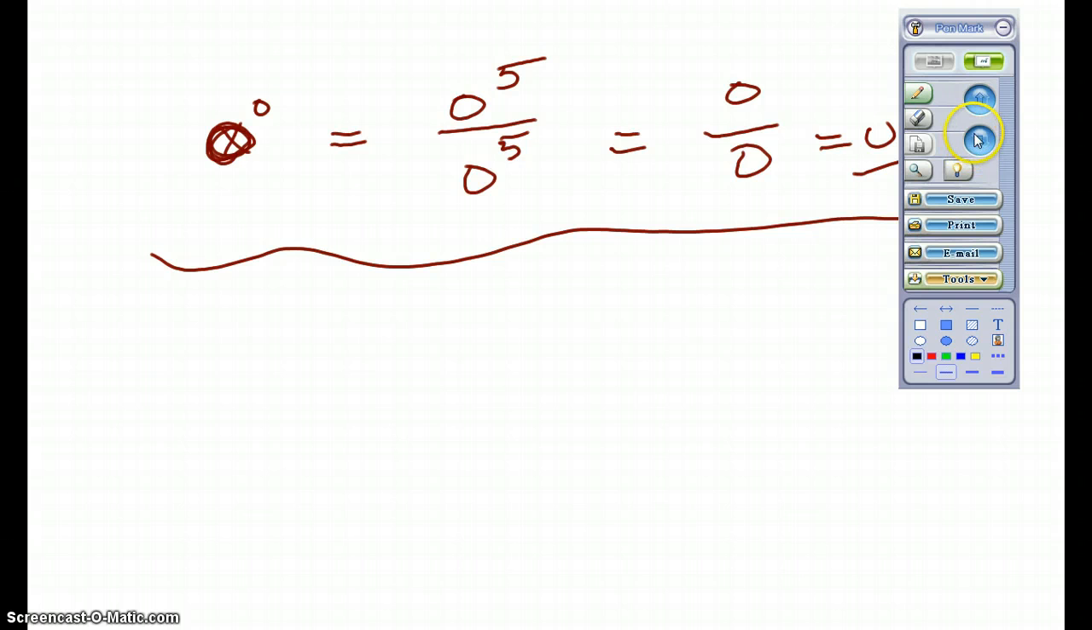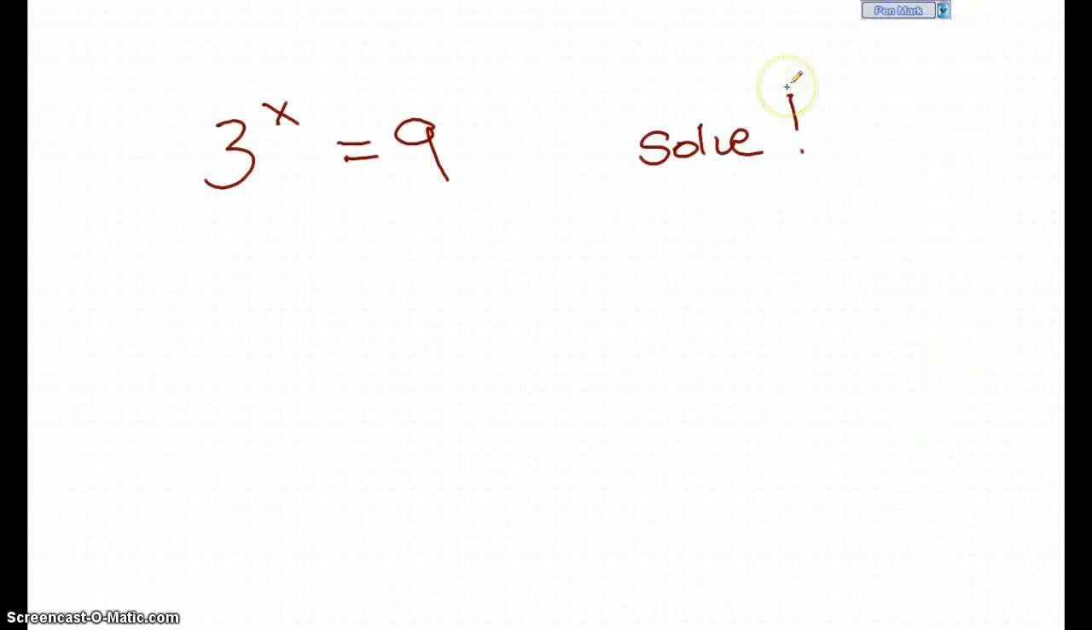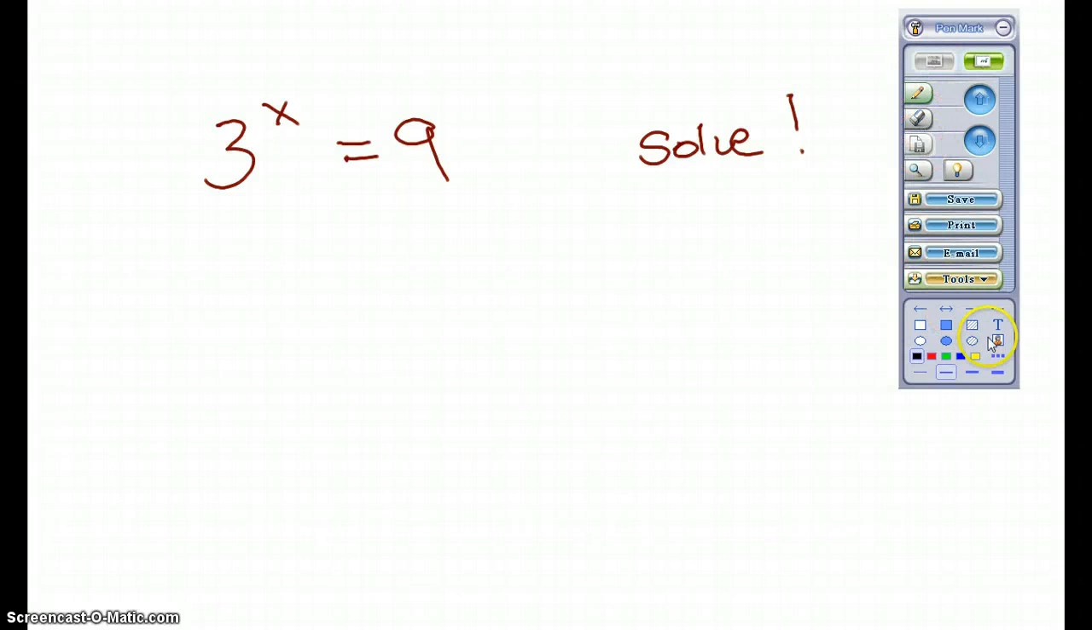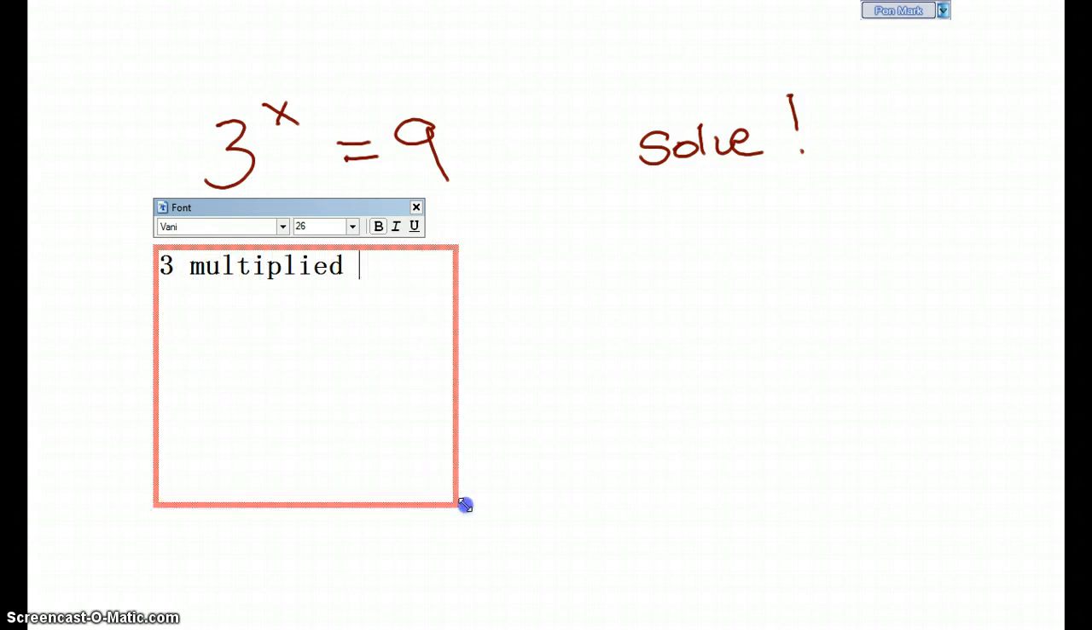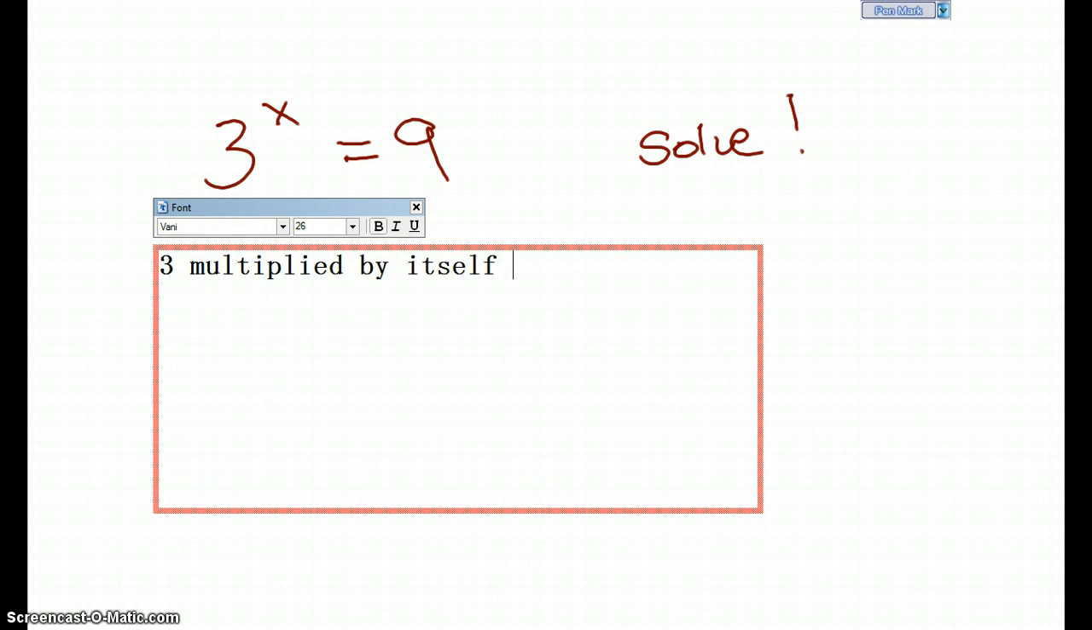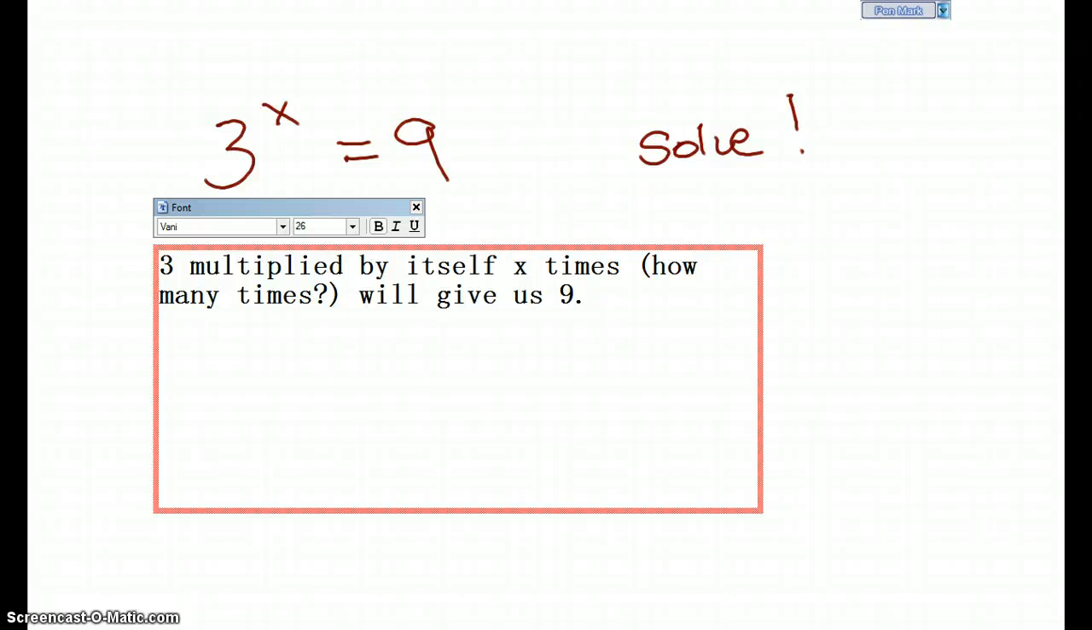Now let's look at a different flavor. We're now looking to solve this equation, which basically says 3 to the x power equals 9. Well, what is this actually asking us to do? Let's think about that part first before we try to apply rules and properties. We're looking for how many times 3 multiplied by itself, or x times, will give us 9. So 3 multiplied by itself how many times gives me 9?